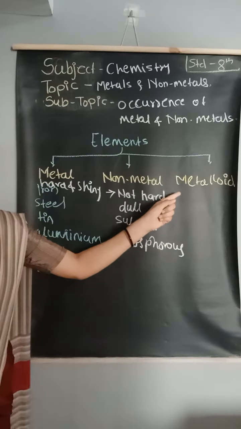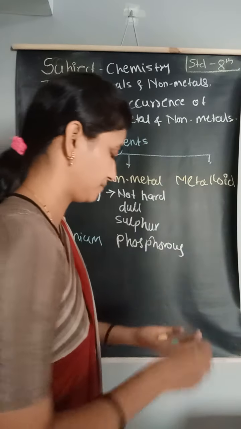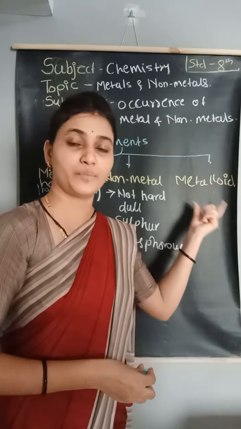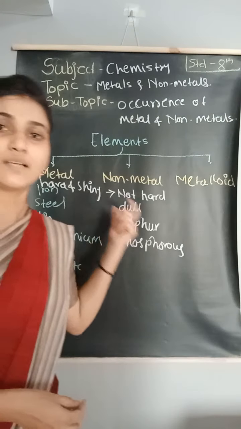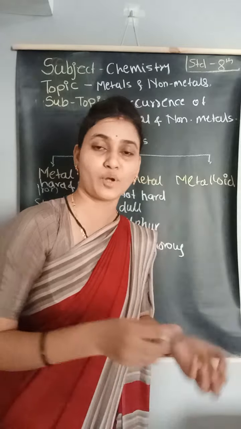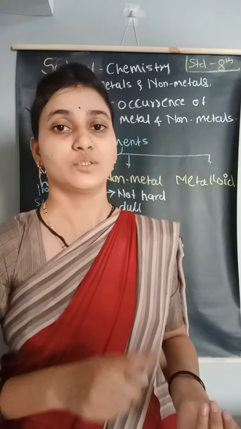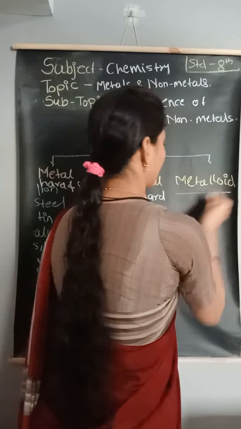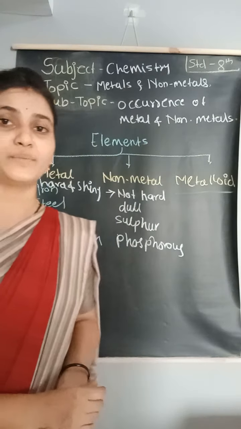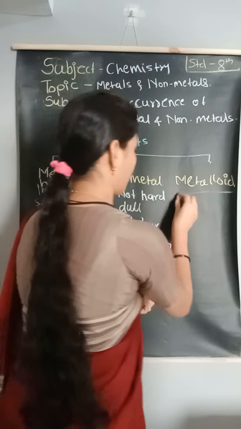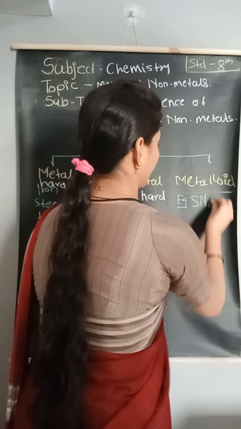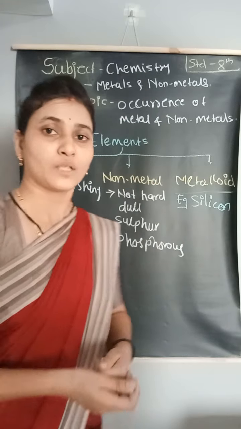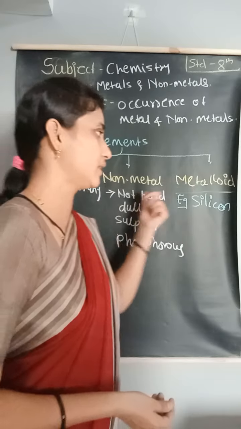Now what is the metalloid? The metalloids are those having some properties of metals and some properties of non-metals. Elements with the combined properties of metals and non-metals are classified as metalloids. Silicon is an example of a metalloid. So those are the metal, non-metal and metalloid.